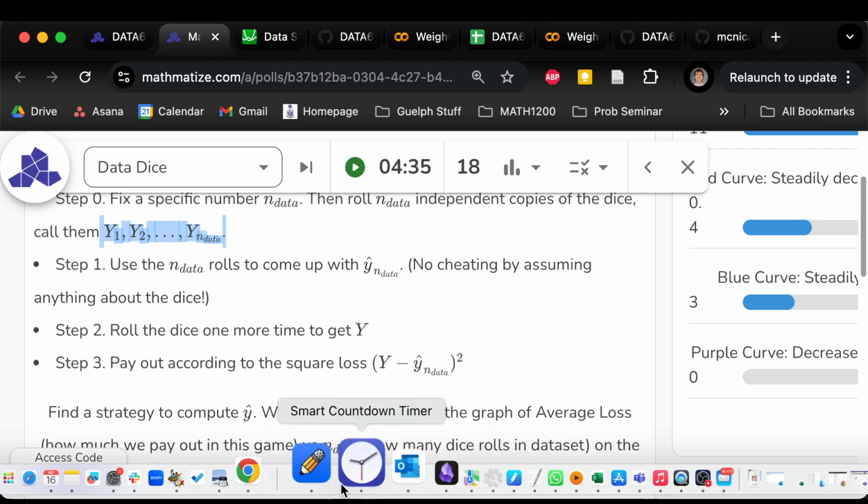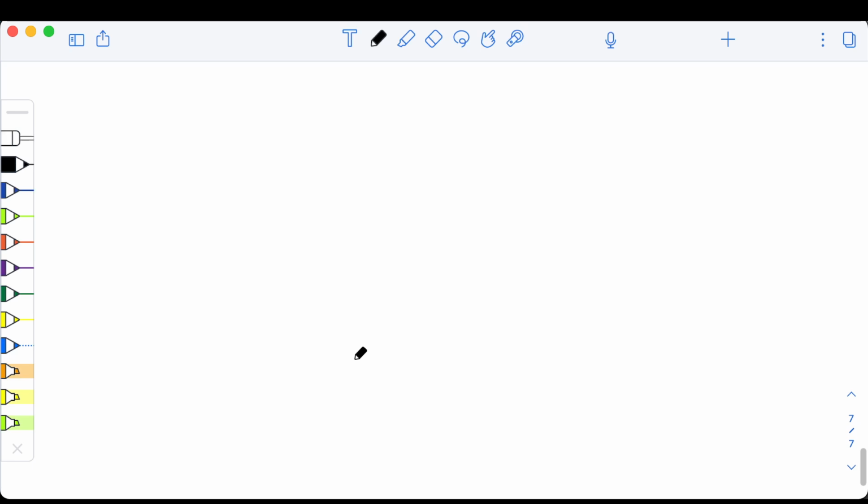So I like this. You want me to write them out. Let's get some paper. Okay, this is exactly what you get. So you have y1, y2, y3, ... yn data. You can imagine n data equals 100. We have our 100 data points. And we write them out. Okay, and then you want me to divide by something?